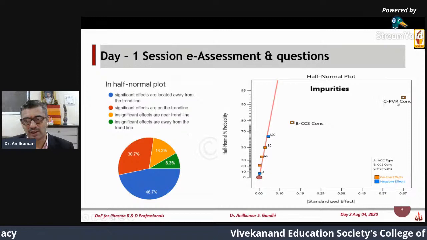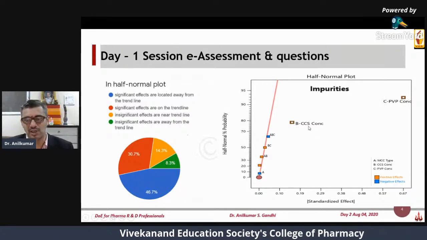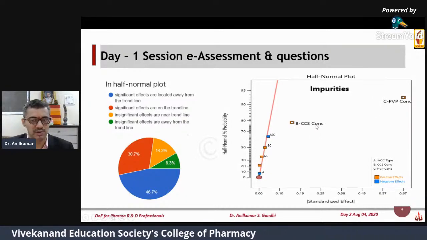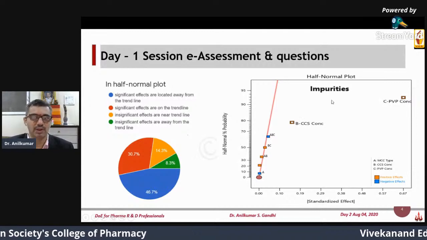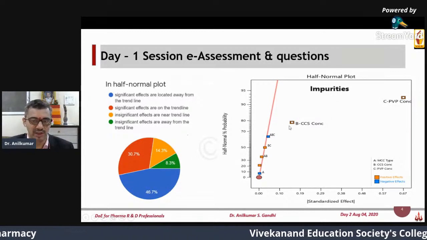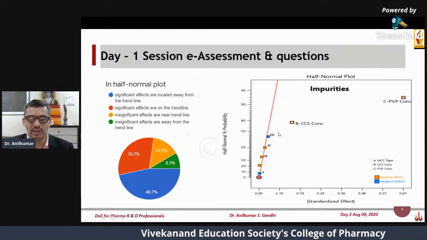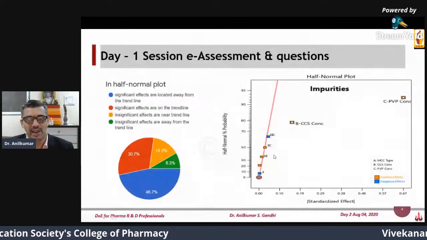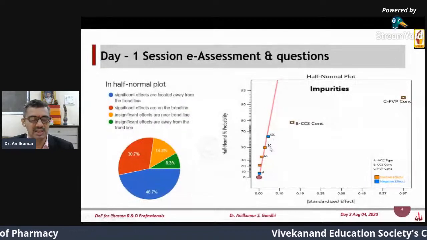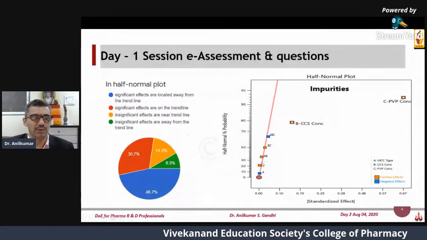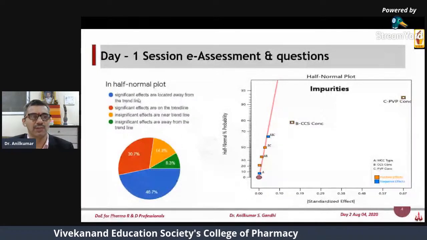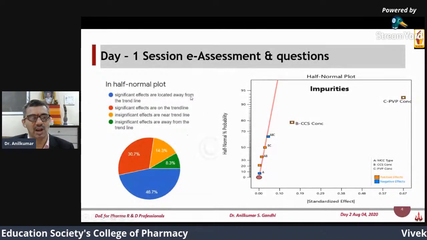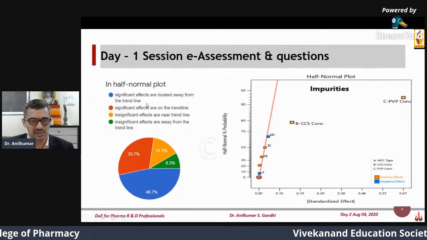So the factor C, which is PVP concentration here, factor B, which is cross-Karmelos concentration, have significant impact on impurities, whereas the rest of the factors, including the factor A, which is MCC, and that combination of factors, have no effect, that is insignificant effect. So the first answer, of course, is that the significant effects are located away from the trend line. That's the first answer.